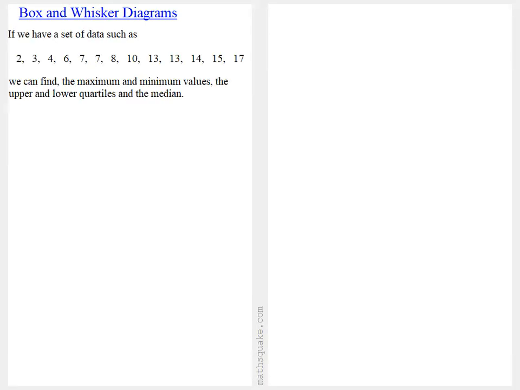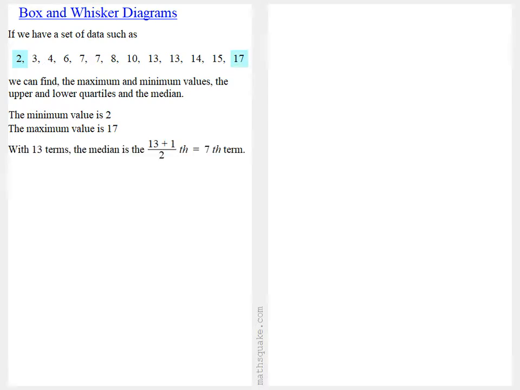Suppose we have a set of data such as the list of numbers below. We can find the maximum and minimum values, the upper and lower quartiles, and the median. Now the minimum value is 2 and the maximum value is 17. With 13 terms, the median is the (13 plus 1) over 2th term, that is the 7th term. Now the 7th term is 8, so the median is 8.